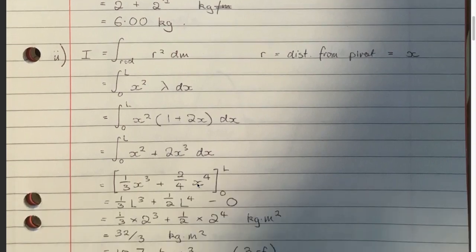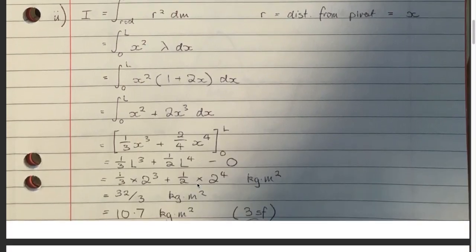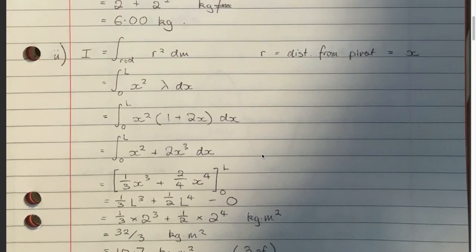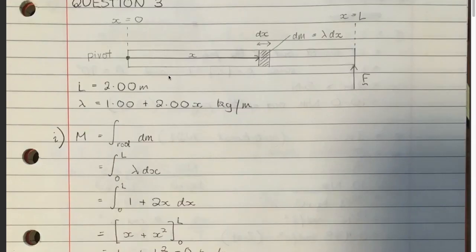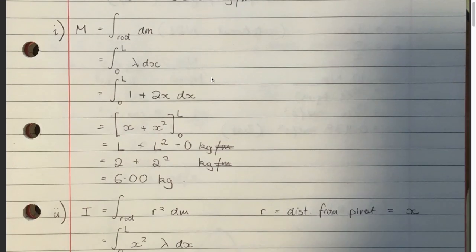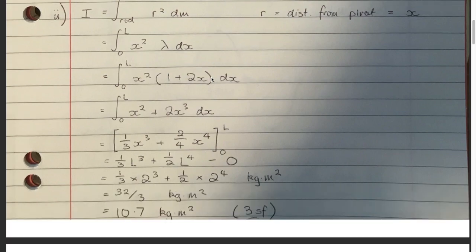Sub in lambda, do the integral, we sub in L, we wind up with 10.7 kilogram meters squared, where you can write it as meters squared kilograms if you prefer. I've rounded this to 3 significant figures because that's the precision to which the question gives its numbers. But for later parts, it's also handy to have the exact form, which is an improper fraction in this case.